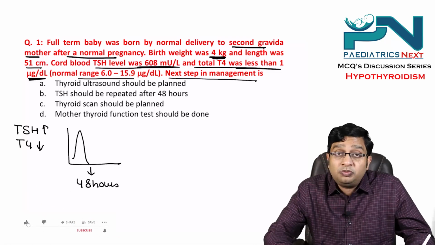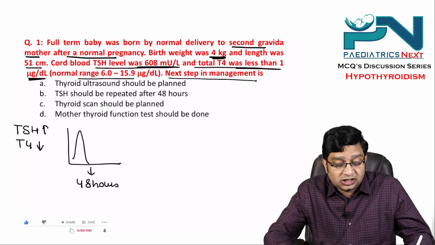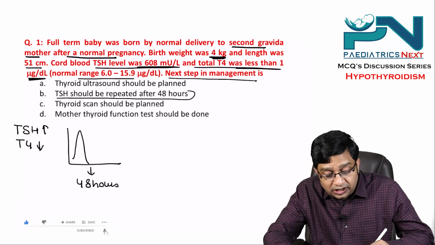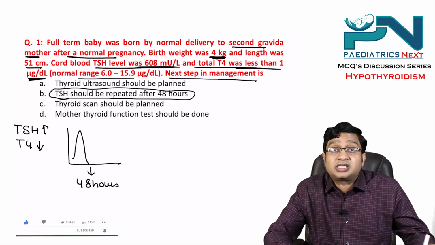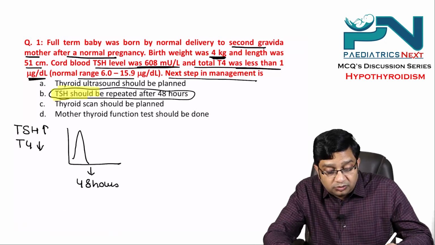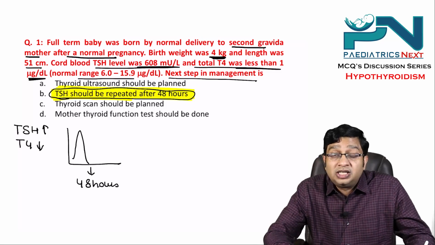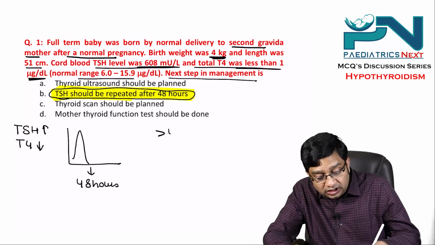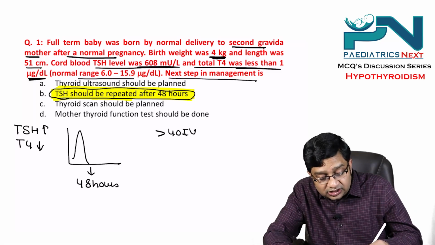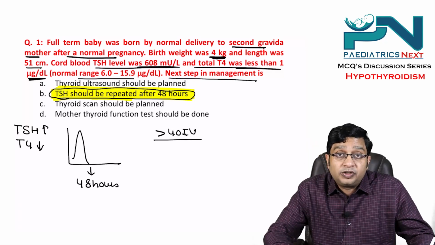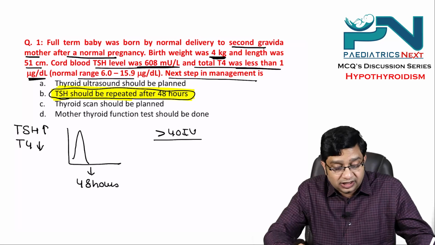So in order to make a diagnosis in this case, what you should do is TSH should be repeated after 48 hours. So in this case, you should repeat the thyroid stimulating hormone. It should be repeated after the 48 hours, and if it is still found to be above 40 international units, then we start thinking of starting the levothyroxine. So you should repeat, that is the right answer.